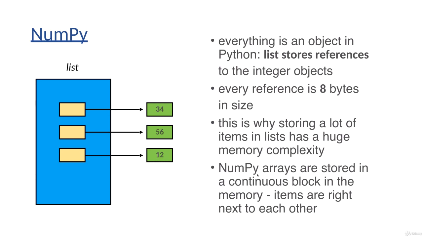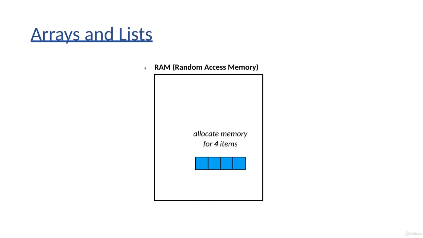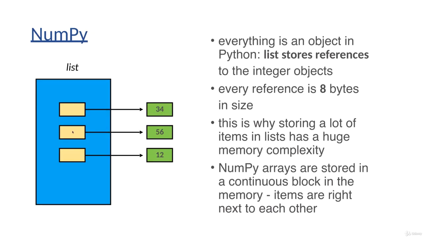On the other hand, NumPy arrays are stored in a continuous block in memory, which means that items are right next to each other. This is what we have been talking about in the theoretical section for arrays, that if we have 4 items, then these 4 values are going to be located right next to each other as far as arrays are concerned. It is true for NumPy arrays, but this is not true for Python's built-in list data structure. There we have the items right next to each other, but these items are pointing to different memory locations.